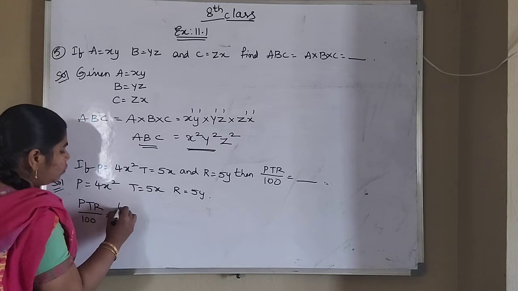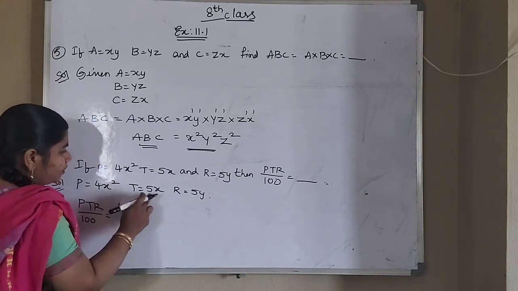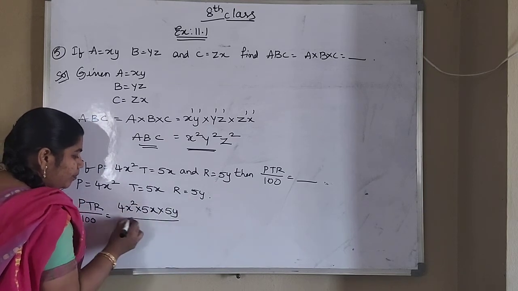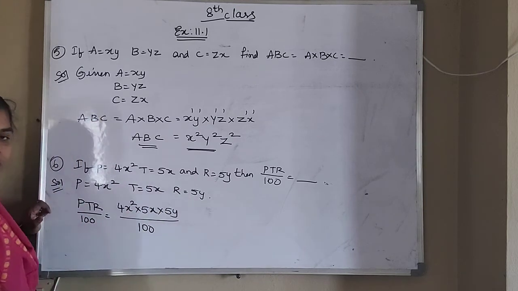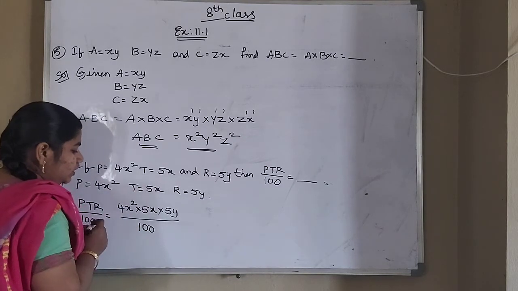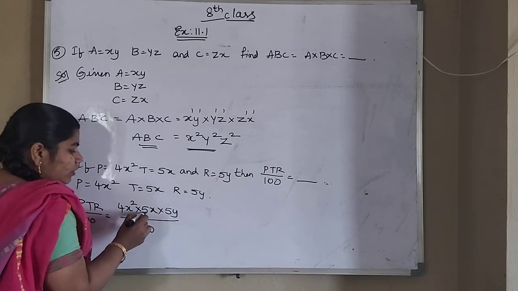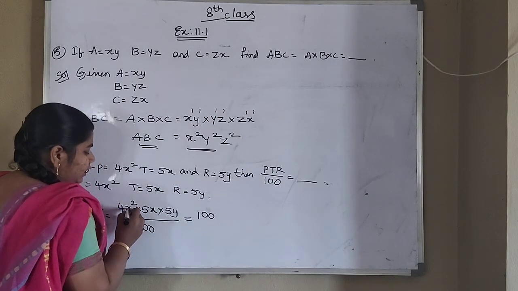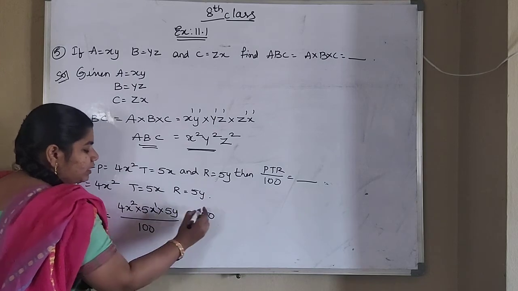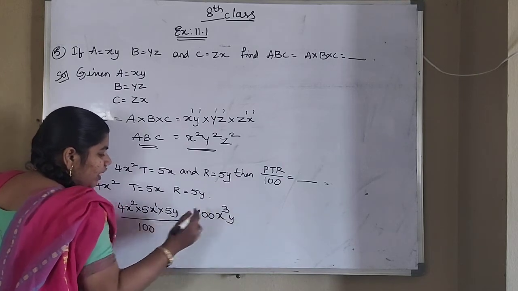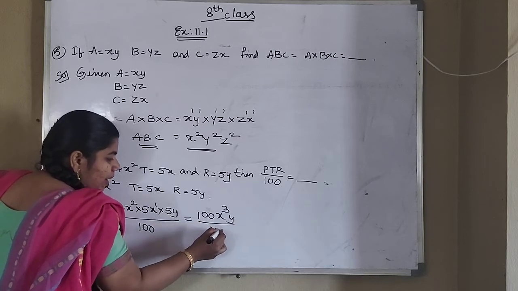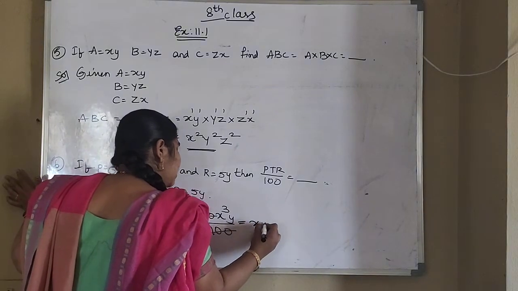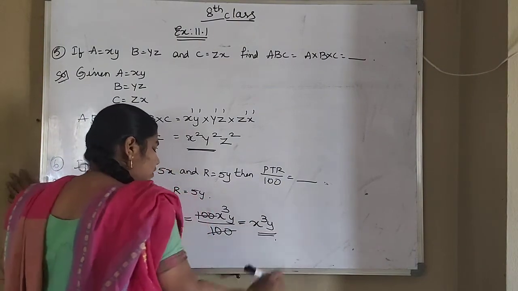So what is the P value? 4x square into T value is 5x, R value is 5y by 100. Okay, now multiply all the terms here. 5 5s are 25, 25 4s is 100. X square into x power 1 will be x power 3, and only one y is there. I wrote y as it is by 100. So 100 by 100 will get cancelled. So what is the result? X cube y is our result.